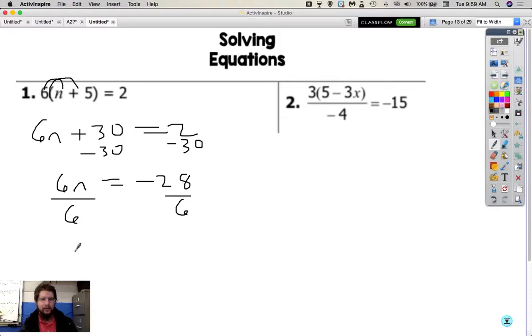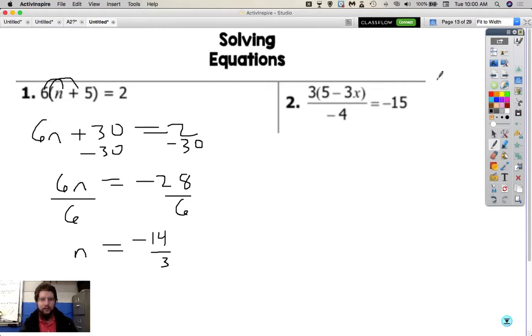And again, you're going to get some improper fraction. That's fine. I do want it simplified, though. If you don't know, well, 28 and 6, they both have a 2 in them. So it's going to be negative 14 thirds. You could, of course, just type that in the calculator and it'll simplify it for you.